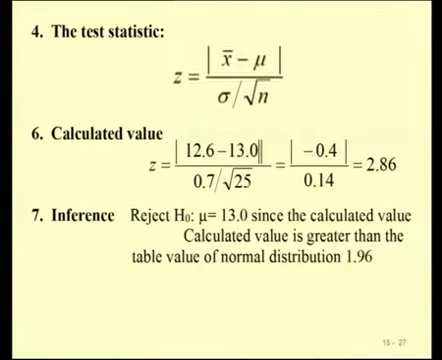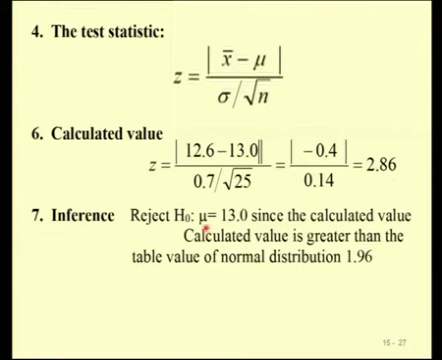The test statistic for this type. I am not going into detail how this has come, but for any normal distribution, the test statistic for testing the single mean is Z equal to x bar minus mu by sigma by root n. If I want to calculate the Z value, just post your x bar value, mu value, and then your population standard deviation divided by the square root of the sample size, and I have 2.86.